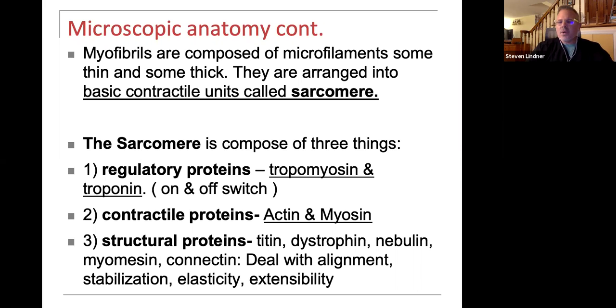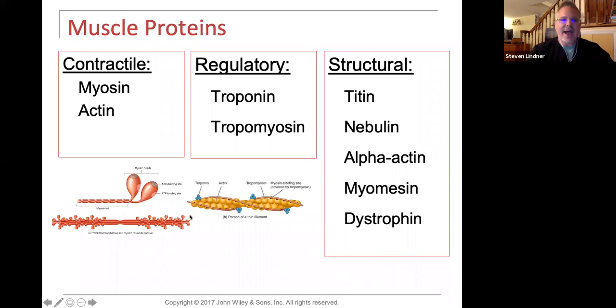There are some autoimmune conditions that exist against these structural proteins. We're familiar with muscular dystrophy. That's dystrophin. Muscular dystrophy is when there's attack of the body's own structural proteins. We're going to take a look at numbers one and two and how they react together to make muscles contract.